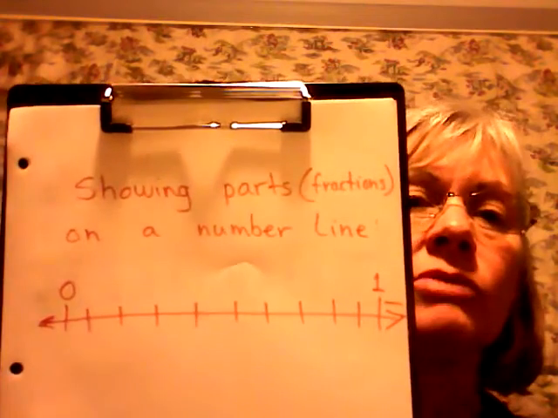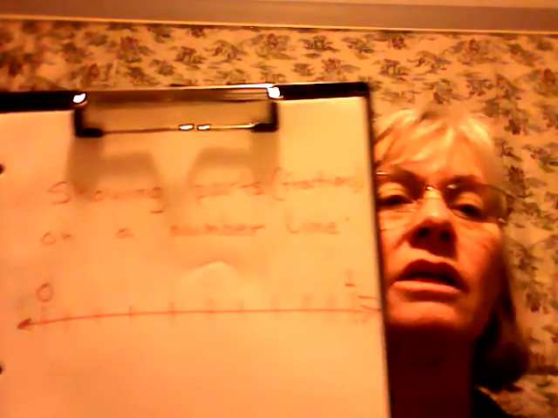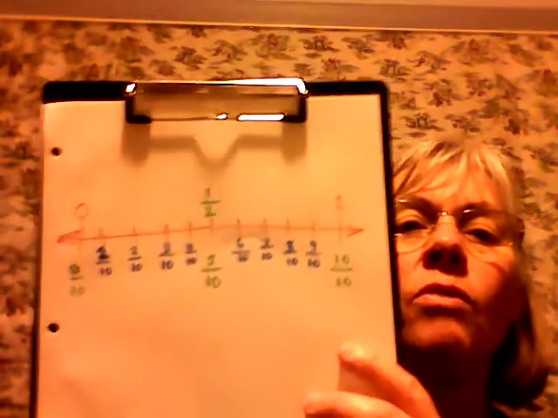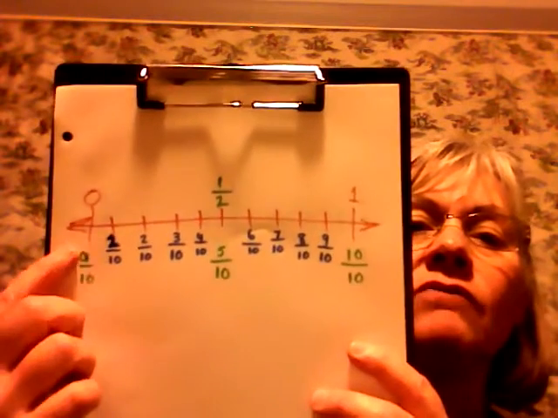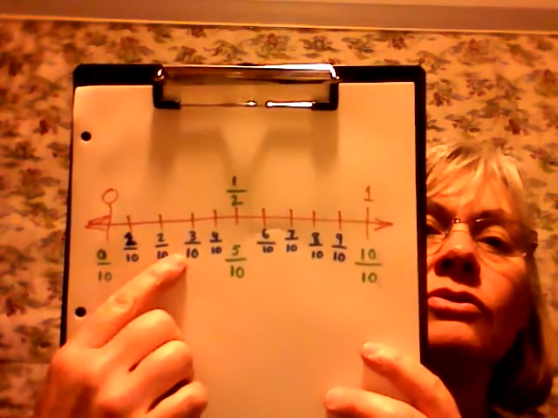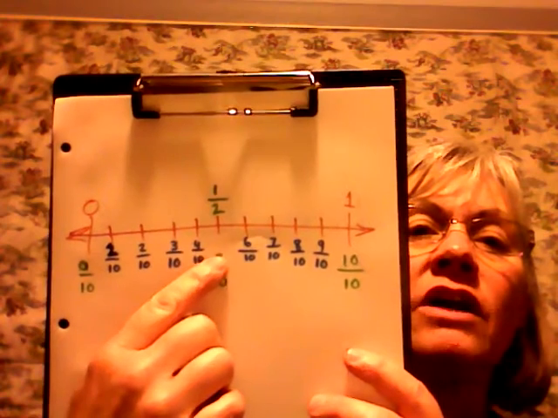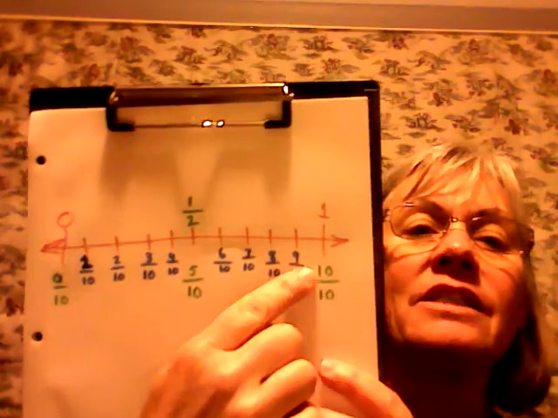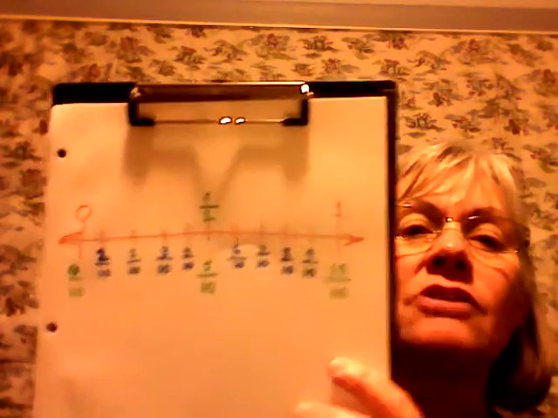So I'm going to show you one example, and then I'm going to have you work one all by yourself. Let's get started. You can see on this number line that it's cut into a whole bunch of pieces, and if we count them up, starting from 0, we have 1, 2, 3, 4, 5, 6, 7, 8, 9, 10 little spaces to jump across to get all the way to the number 1.